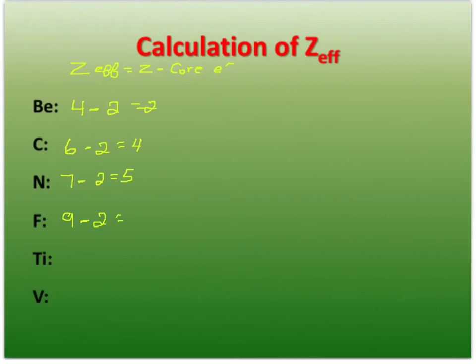Sorry, not 9 core, but 9 protons minus 2 core electrons, so that gives us 7. Now you can see a trend here. Now you also may be wondering, where do we get this 2 from?